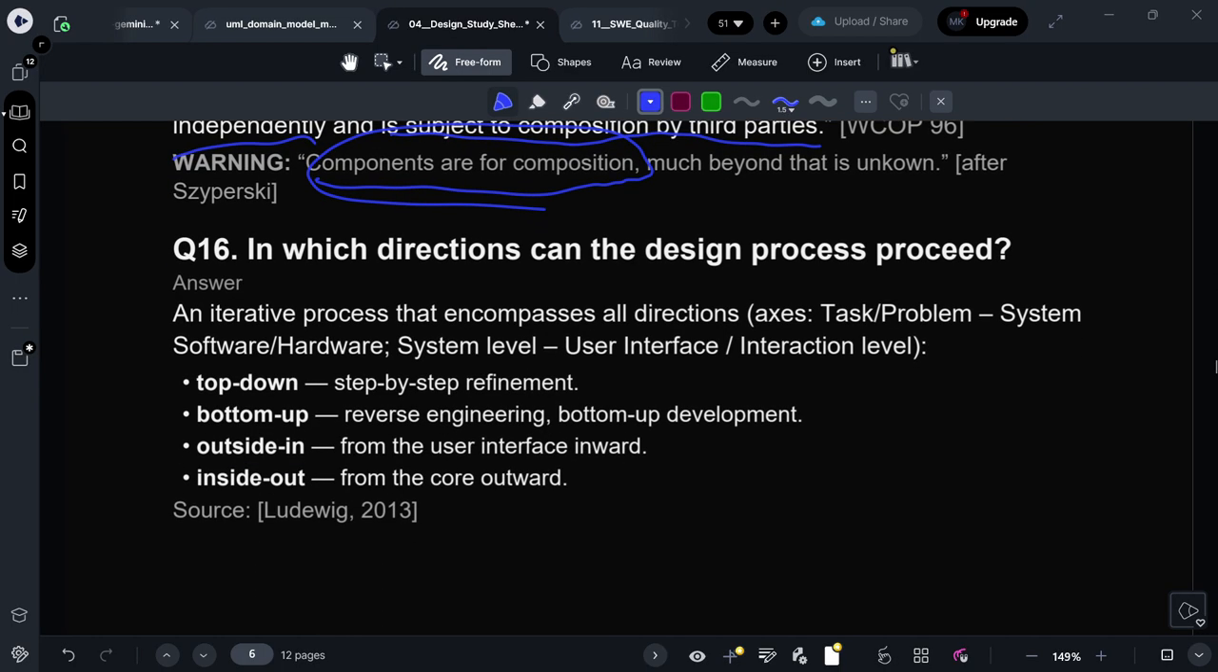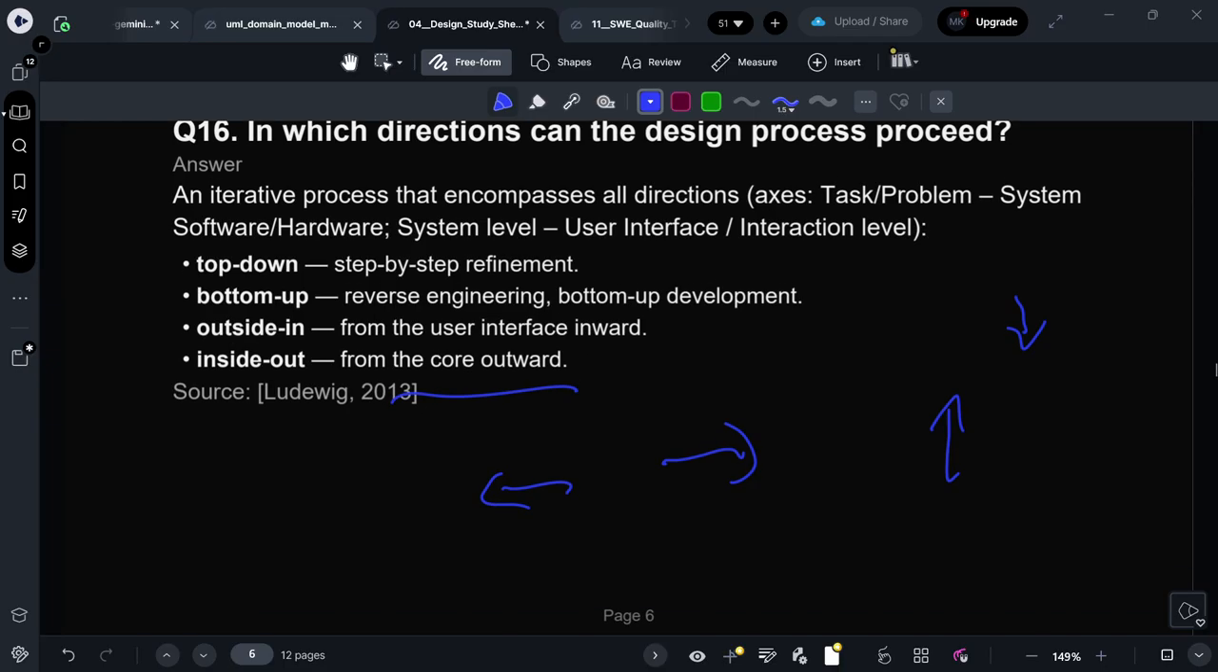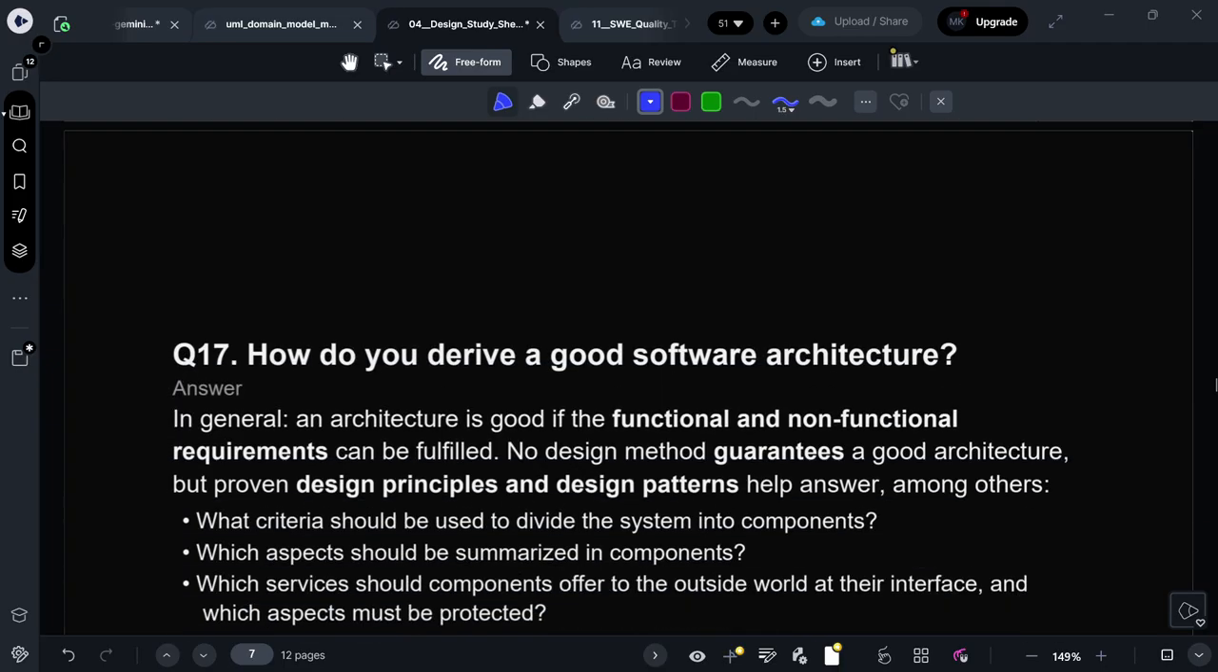Then we have: in which direction can the design process proceed? An iterative process that encompasses all directions: tasks, problems, system, software, hardware, system level, user interface, interaction level, top to down, step-by-step refinement, bottom to up, reverse engineering, bottom-up development, outside in from the user interface inward, inside out from the core outward. These are the different directions the design process can take.